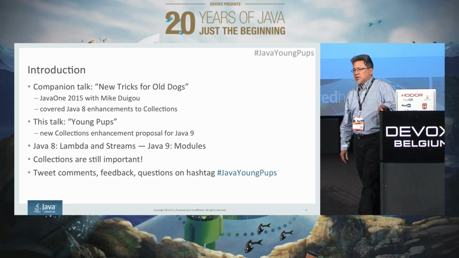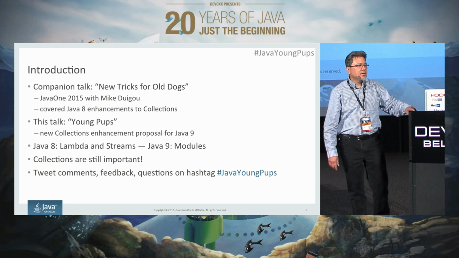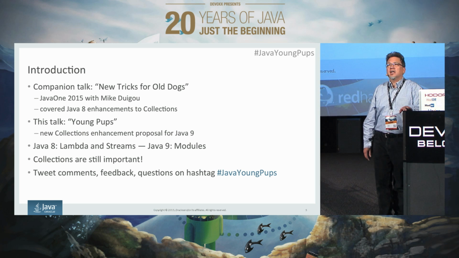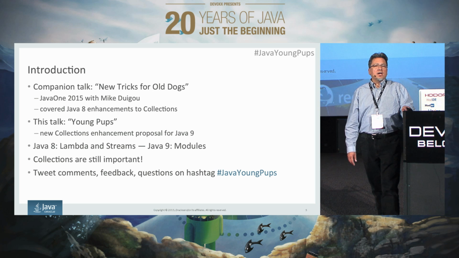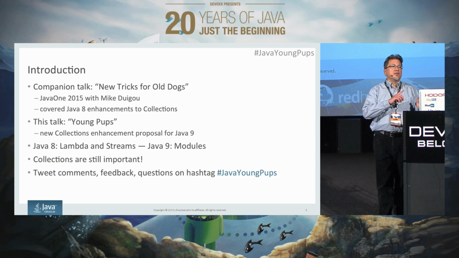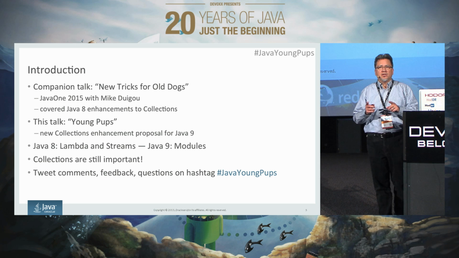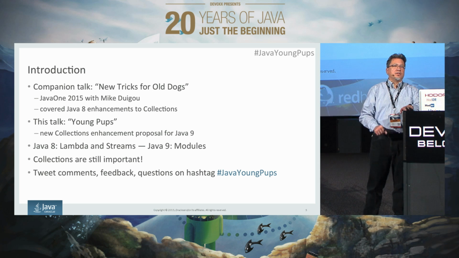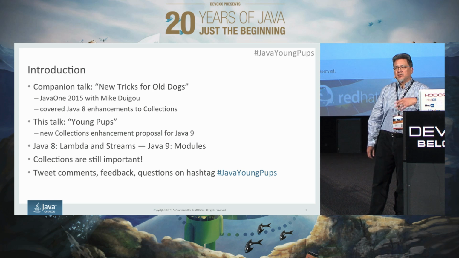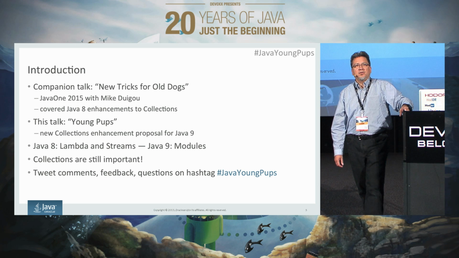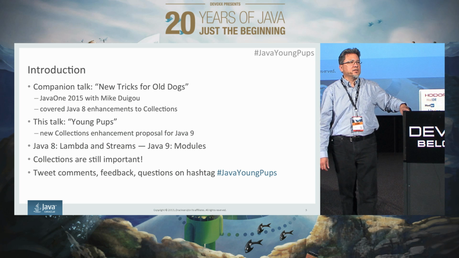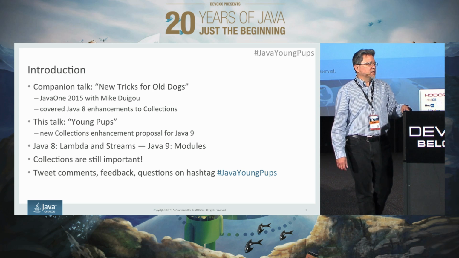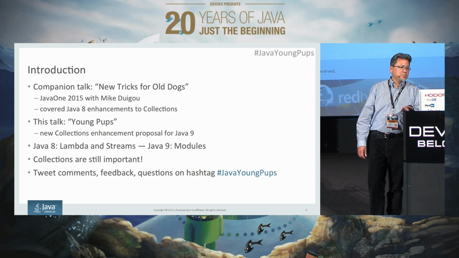So this is a companion talk to a talk I gave a couple weeks ago at Java 1. That talk was entitled New Tricks for Old Dogs. It's a joint talk I gave with Mike Dwigo. That was a talk about a set of enhancements we made to collections for Java 8. And so that was intended to be paired with this talk, which is about enhancements for Java 9. And so Mike is a dog lover, and so he entitled that talk New Tricks for Old Dogs. And this one is about young pups, which is new little collections that are being developed for Java 9.